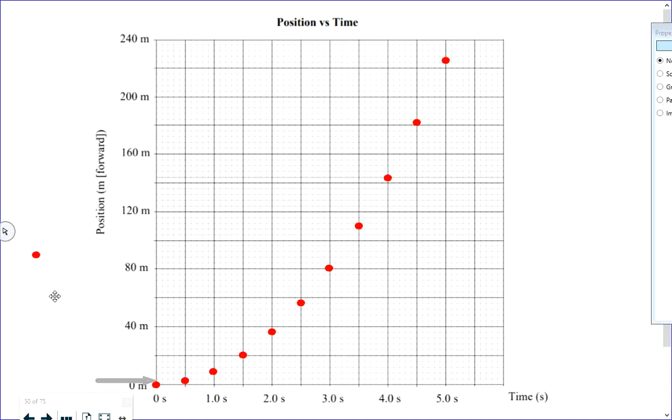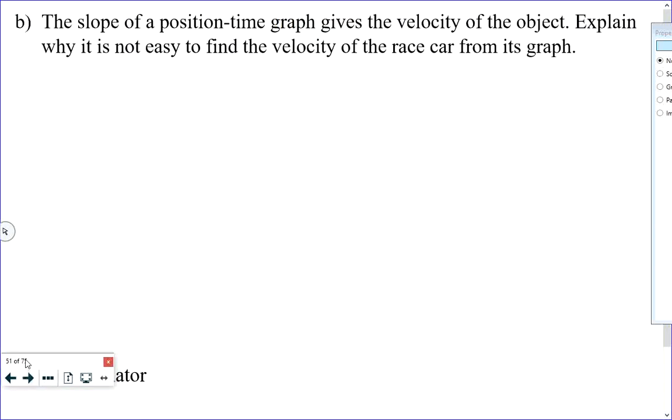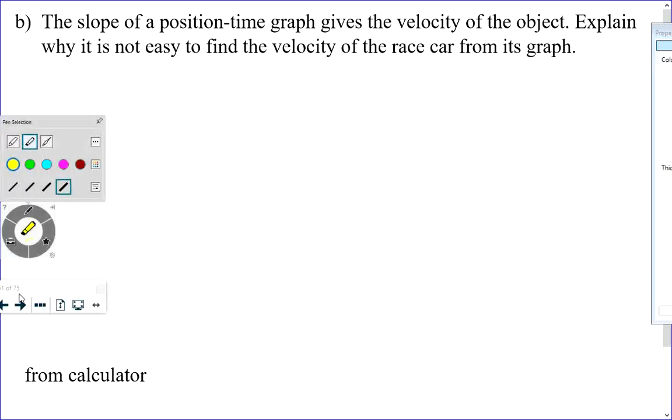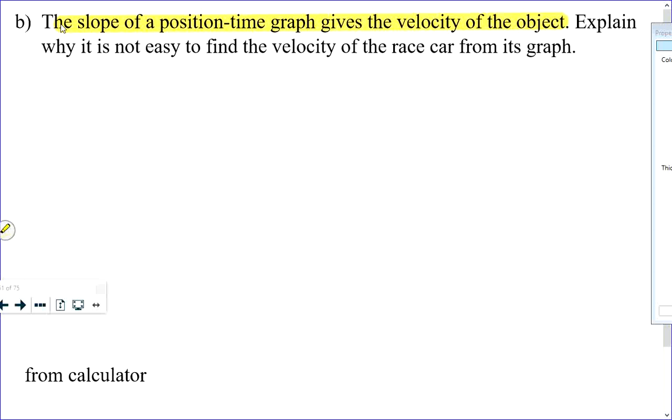Any questions with plotting the data, though? All right. The slope of a position time graph, always, this is true. This statement that I'm going to highlight for you is always true. Always. If you have a position time graph, the slope is the velocity. Why? I maybe need to change this question. Why is me asking you to use the graph to find the velocity of the race car just a goofy question?